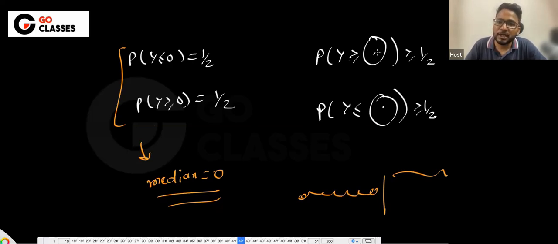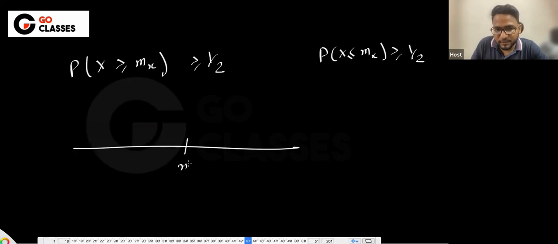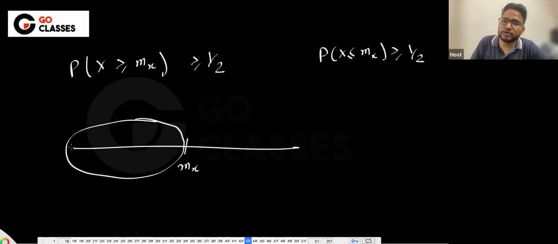And the formula says that the probability should be greater than or equal to half, which means there are many points x that lie in this area with greater than or equal to half probability. Let's just understand it like this. The probability, for the median definition, I'm saying, P(X ≥ m) is greater than or equal to half. What does this mean? It means the median is such a point that, for x being in this area, half of the points should be in this area, right?